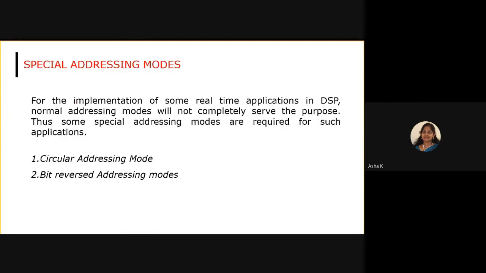Afterwards, we have special addressing modes. The special addressing modes are used in the implementation of some real-time applications. DSP algorithms use these kinds of special addressing modes, like for calculation of circular convolution or calculation of the fast Fourier transform of a sequence. In such cases, we need these two special addressing modes. One is called the circular addressing mode and the second one is called the bit-reversed addressing mode. Circular addressing mode is also called the modulo addressing mode.